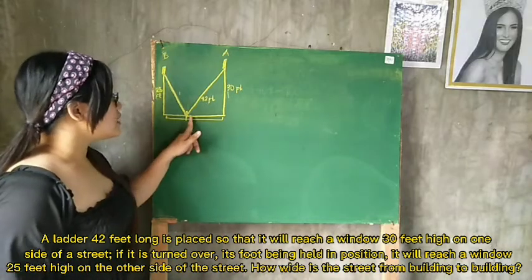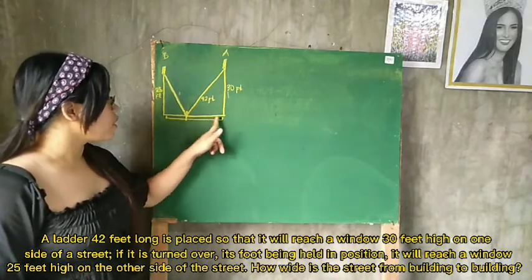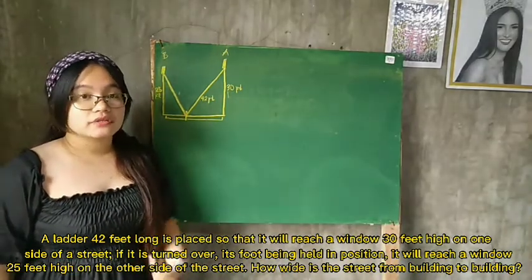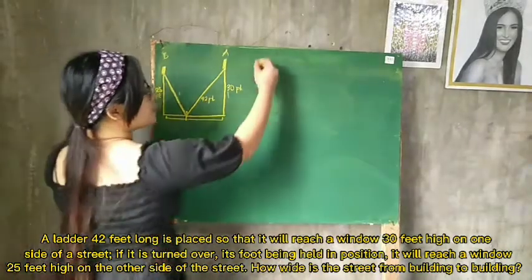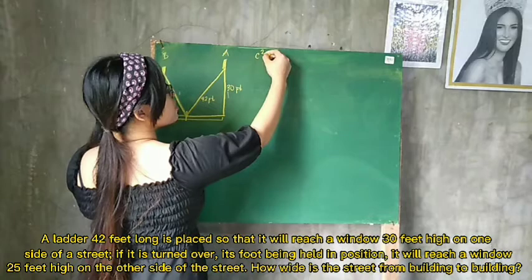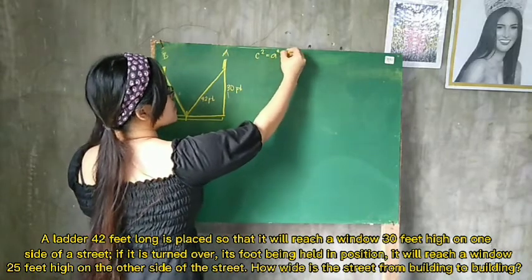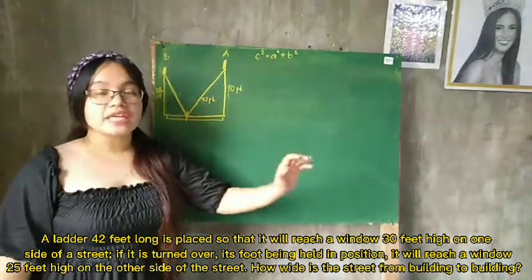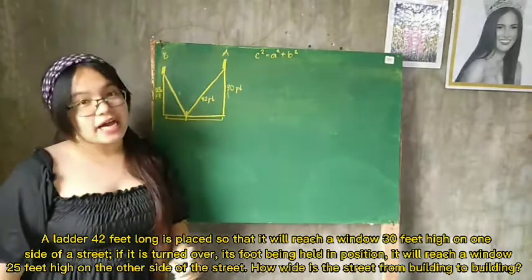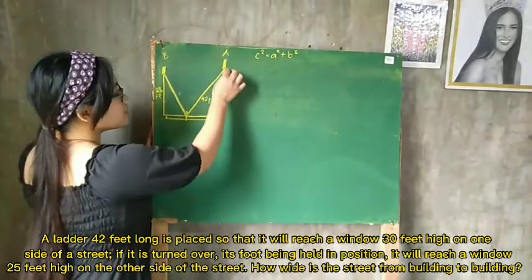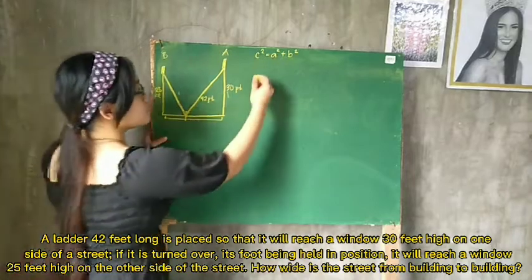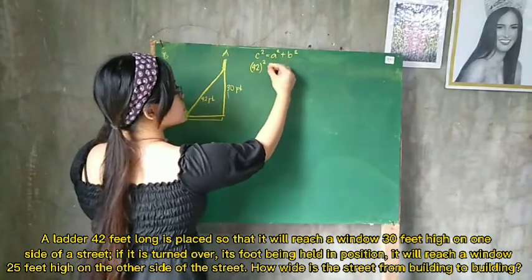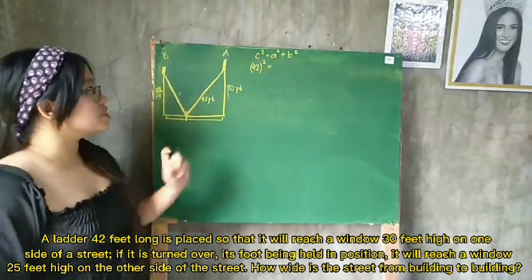In order to get the other side, the distance between the foot of the ladder and building A, we have to use the Pythagorean theorem formula. The Pythagorean theorem is c squared equals a squared plus b squared. The a and b are the sides of the triangle, while c is the hypotenuse. So here is the hypotenuse, which is 42 feet. 42 squared is equal to a squared plus b squared.